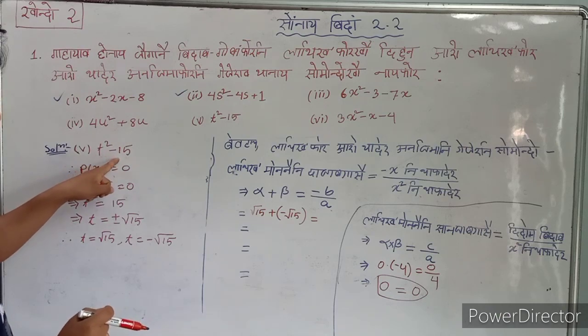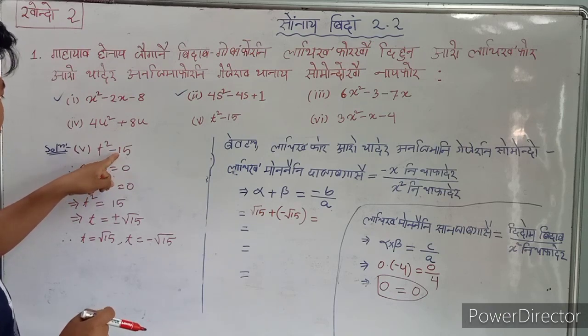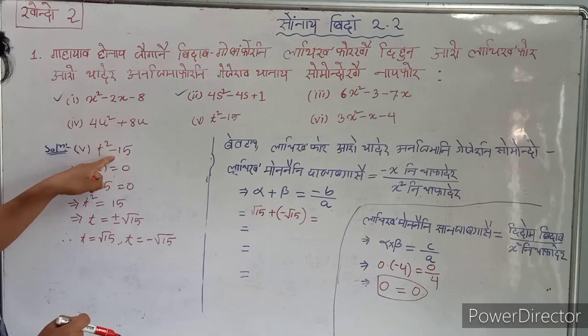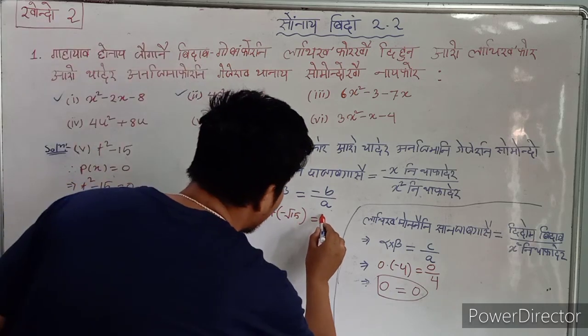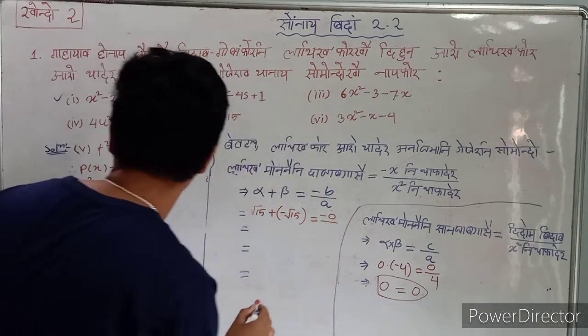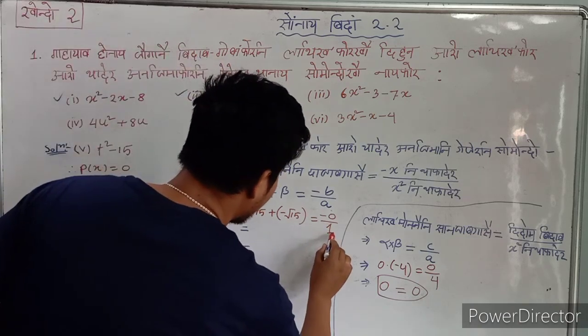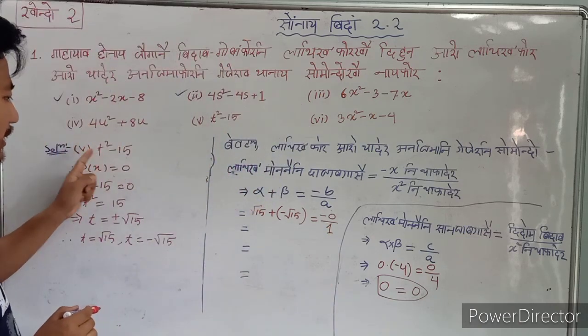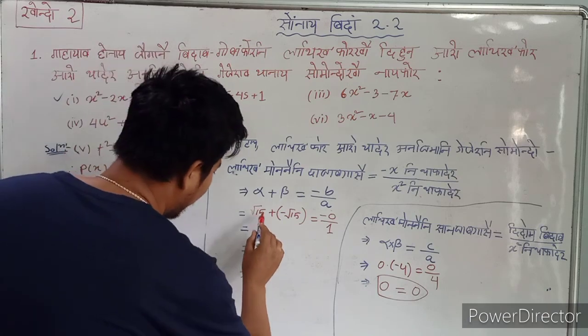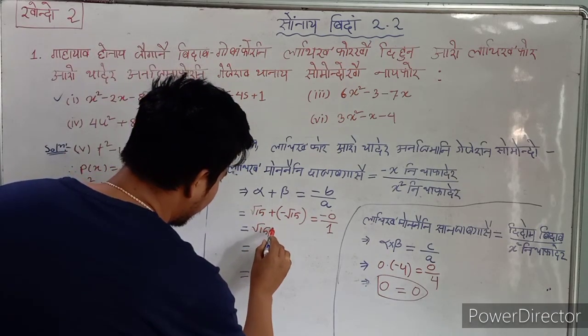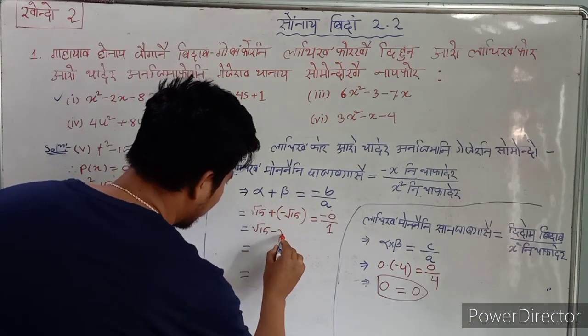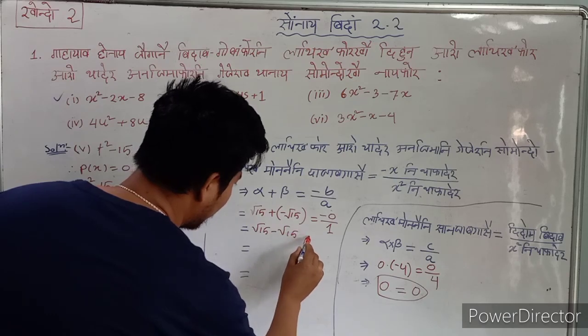So b, minus 7 is a, by 0 by a. One more T square, so 1, 0 by 1. So between them, root over 15 into minus 7, plus 7, as a, minus root over 15. So root over 15 into root over 15.